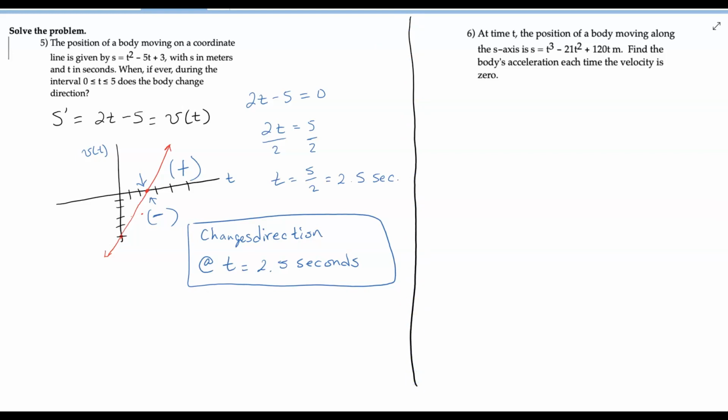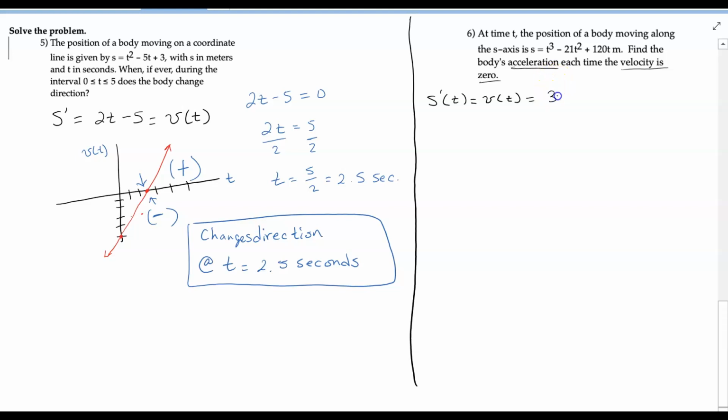In the second example, they say at time t, the position of a body moving along the s-axis is s equals t cubed minus 21t squared plus 120t meters. It says find the body's acceleration each time the velocity is 0. So what are we going to have to do? First, we have to find s prime of t, which is the velocity function. Once we find it, we're going to set it equal to 0 and figure out those time values. There's 2 actually. Then we're going to plug that into the second derivative of the position function, which is the acceleration function. So it's kind of a combination problem here.